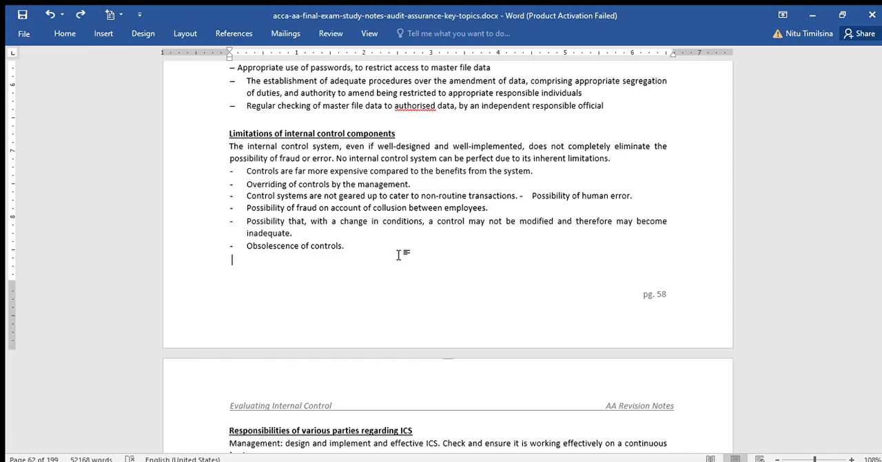Okay. So instead of memorizing everything blindly, we need to understand the logic: every control exists to prevent a specific risk.